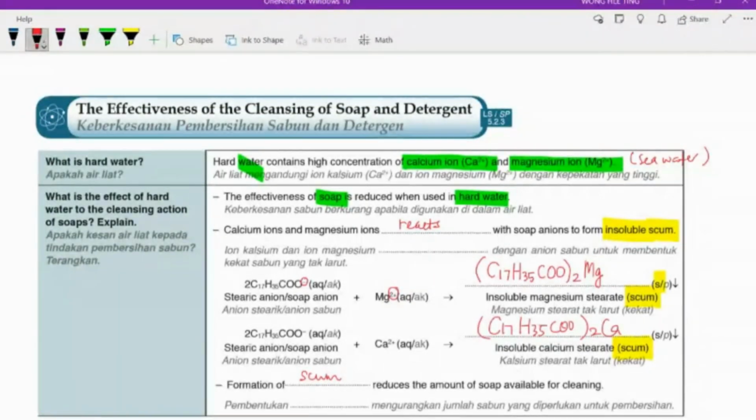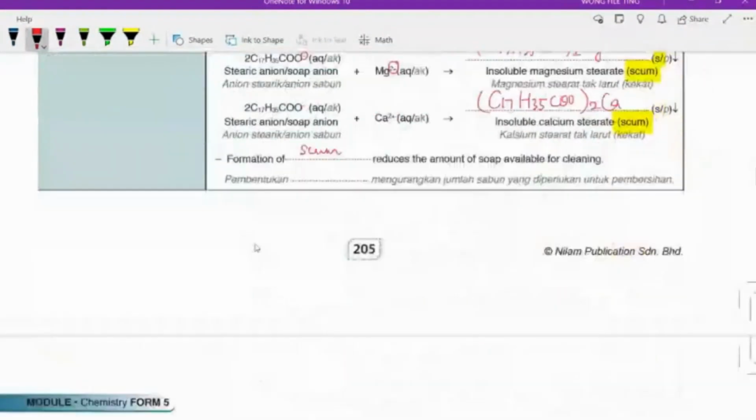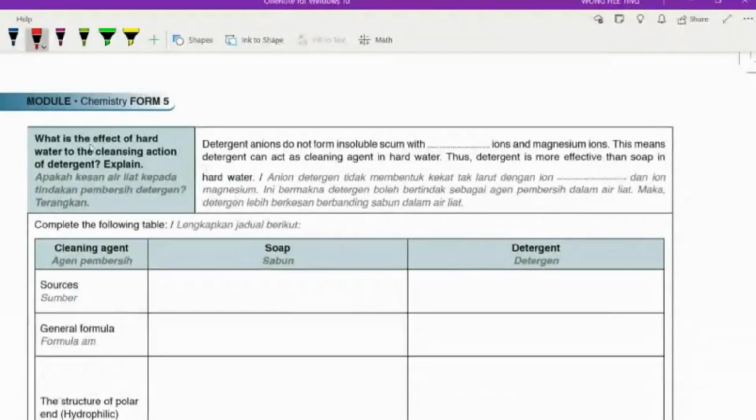Now let's see, how about the detergent? What is the effect of the hard water on the cleansing action of the detergent? No effect, because detergent ions do not form insoluble scum with calcium ions and magnesium ions. This means detergent can act as a cleaning agent in hard water. Thus, detergent is more effective than soap in hard water.